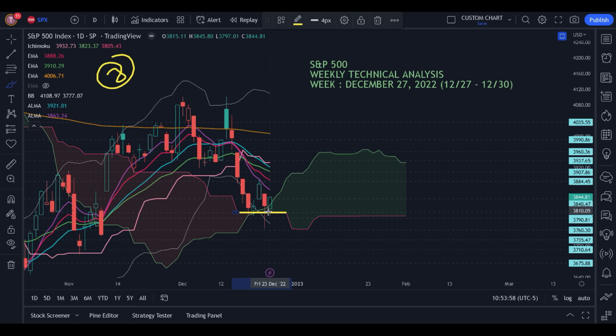Secondly, the S&P 500 has survived the Ichimoku cloud. It has closed on a daily basis above the Ichimoku cloud. So it has clearly shown its intention that the S&P 500 wants to move up before it can give up and come to the recession, right?